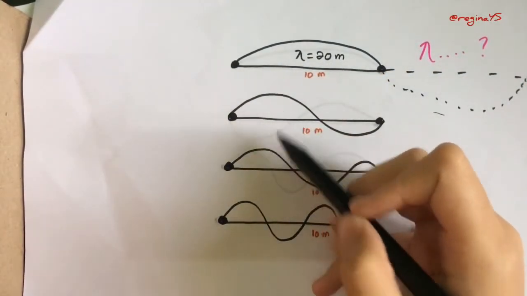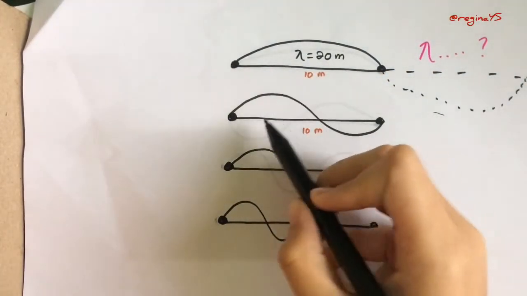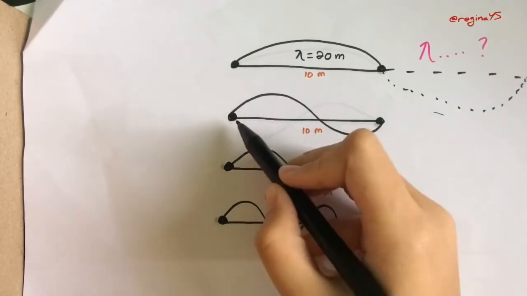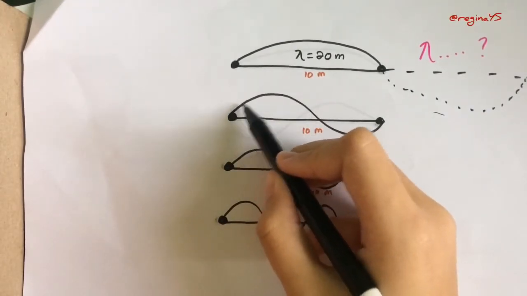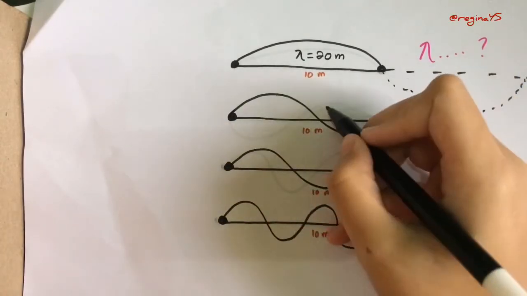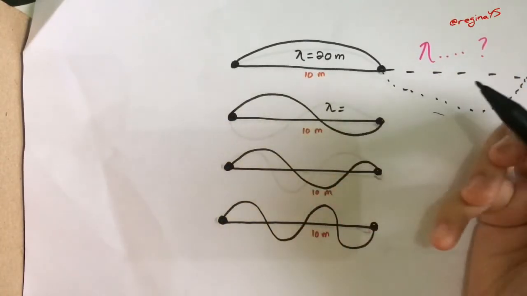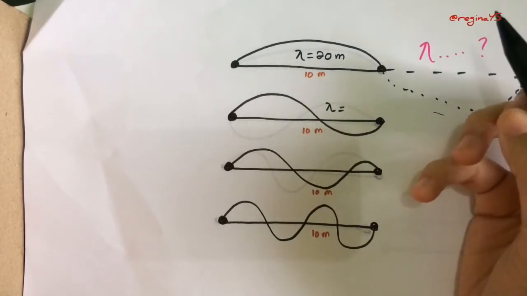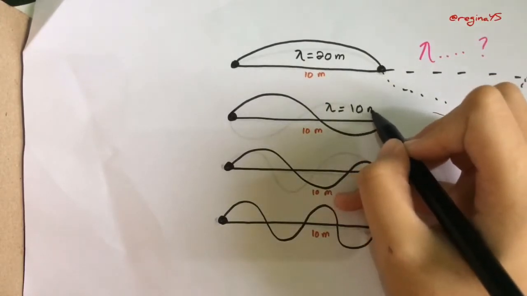But how about the second and the third and the fourth then? For the second, it is easy, because it is already shown that for the second harmonic, it is 1 length. So the answer is, the wavelength of the second harmonic of the standing wave is 10 meters.